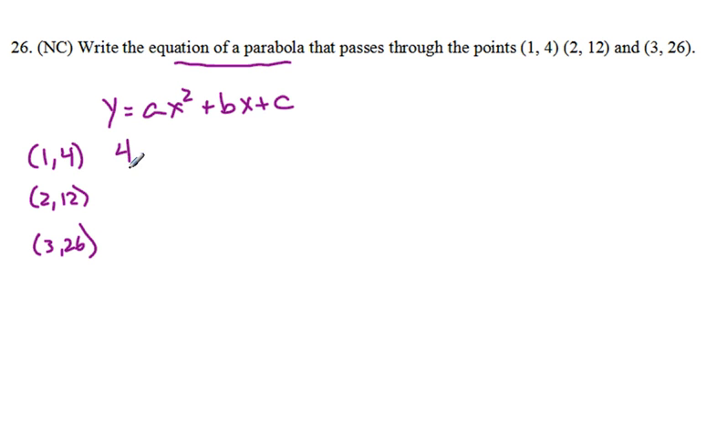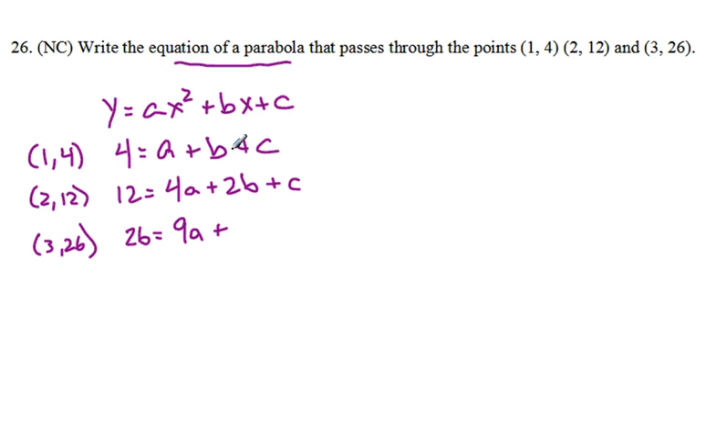So here I get 4 equals, when I plug 1 in for x, I get a plus b plus c. Here 12 is y, and x is 2. So I get 4a plus 2b plus c. And over here I have a 26, and when I plug in 3, 3 squared is 9, so 9a. Plug 3 in for x, 3b plus c. So now I have 3 equations with 3 unknowns, a, b, and c. And I'm going to subtract these equations, and it's not a bad idea just to make this middle row all negative so that I can add them instead of subtract and they cancel.